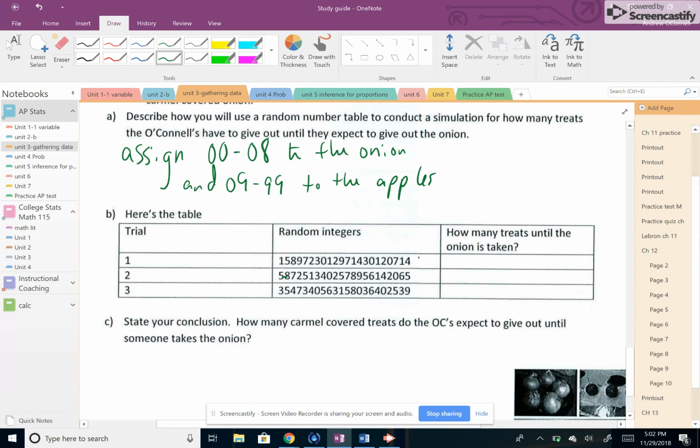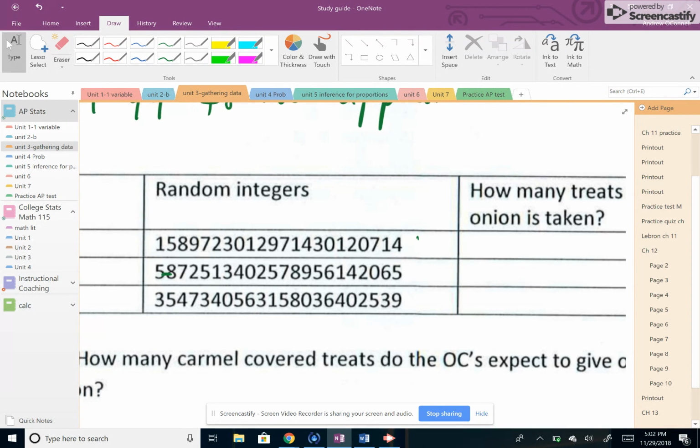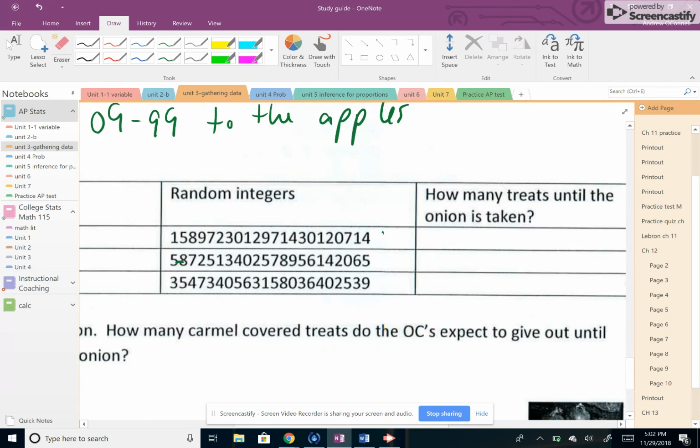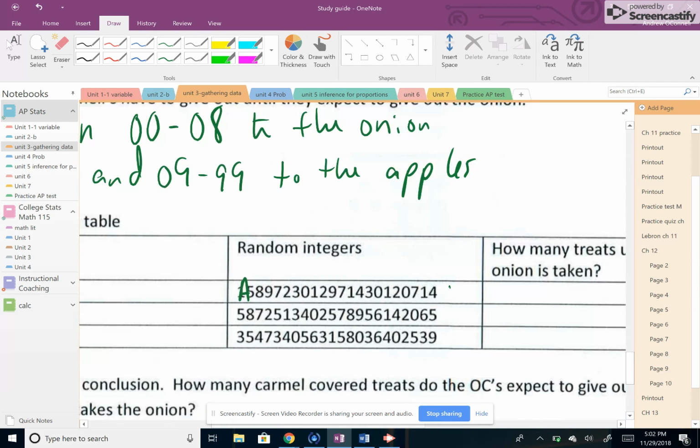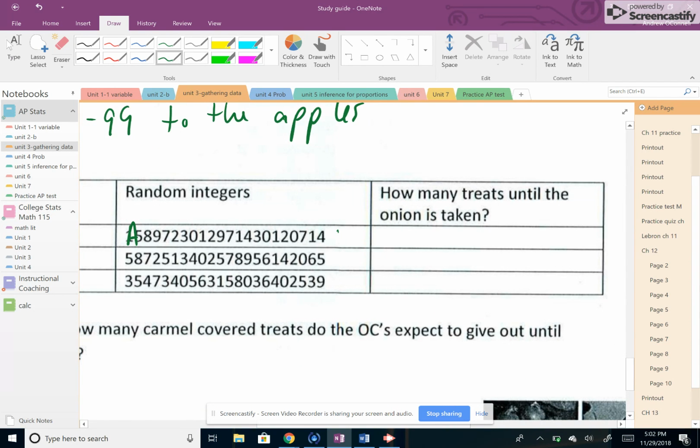Here are the random integers that were generated. So I'm going to zoom in a little bit. There we go. And we're going to have to answer how many treats until the onion is taken. So we can see 15 is going to be assigned an apple. Remember, 0 to 8 is the onion. 15 would be an apple. 89 is an apple. 72 is an apple. 30 is an apple. 12 is an apple. We have to keep going until we see something lower than 8, and bingo right there. That 7 would be the onion.